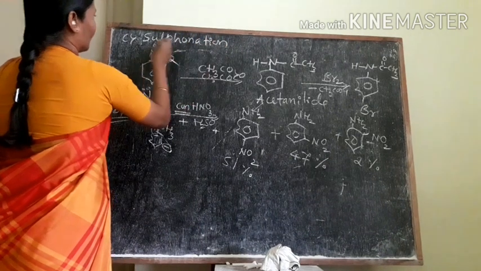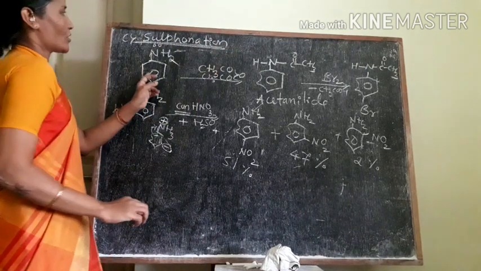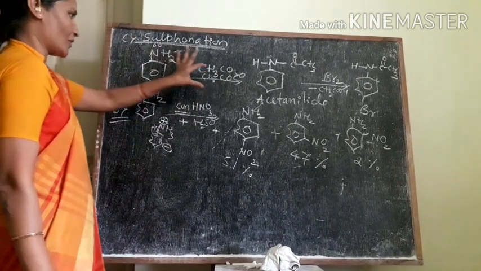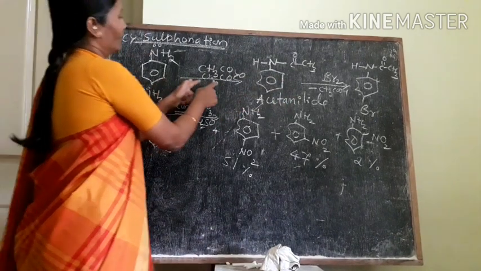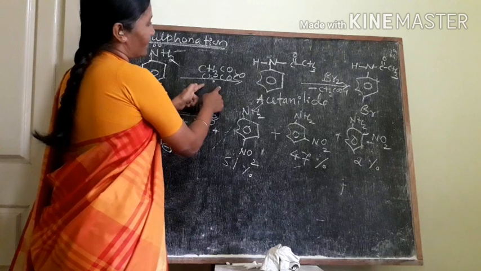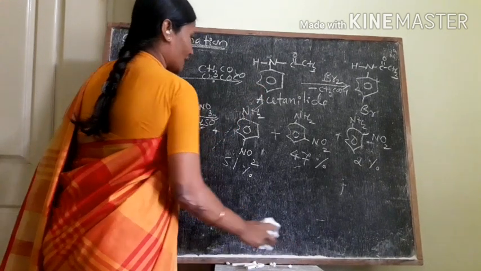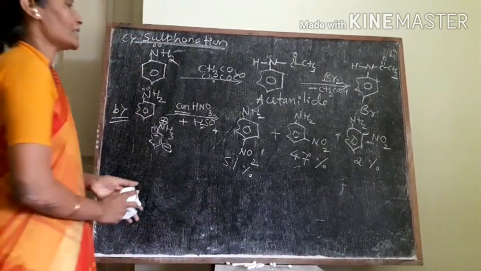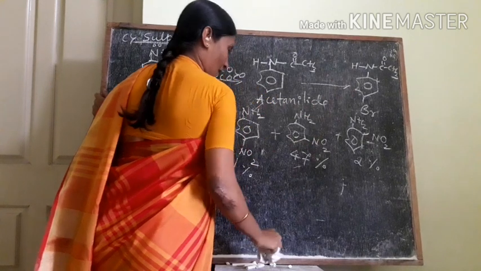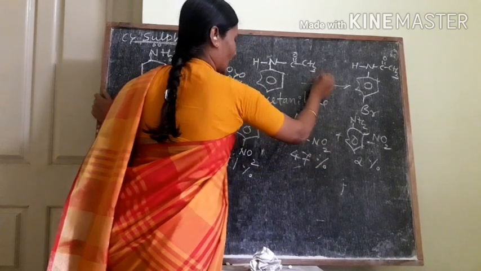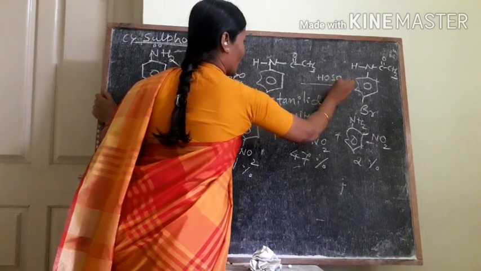Sulfonation. Okay. Again in this case of sulfonation, you have to take the same reaction up to this. That means aniline is treated with acetic anhydride, and there it forms acetanilide. After that it undergoes sulfonation. Sulfonation is nothing but you can take HOSO3H, that means H2SO4.